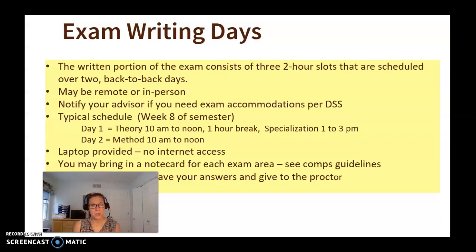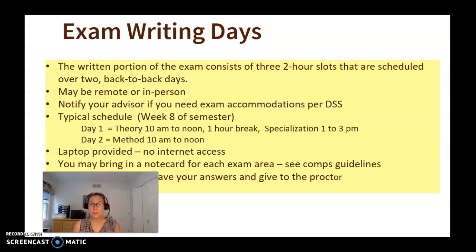A typical schedule would have your writing days happen in week 8 of the semester. Day 1 typically consists of theory and specialization, so you may write on theory first from 10 to noon, take an hour break for lunch, and then come back from 1 to 3 and write on your specialization.